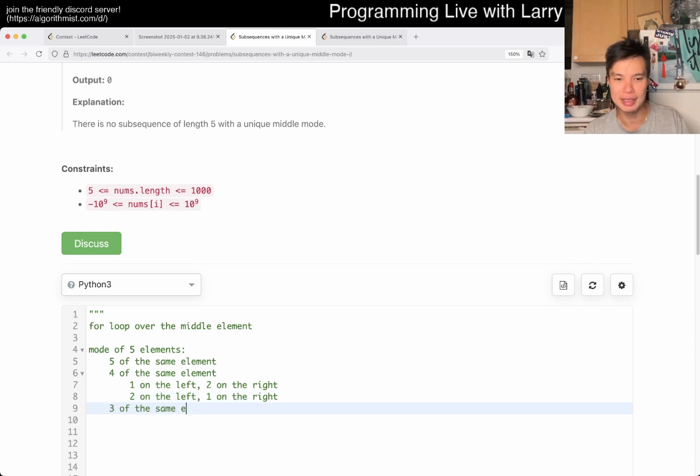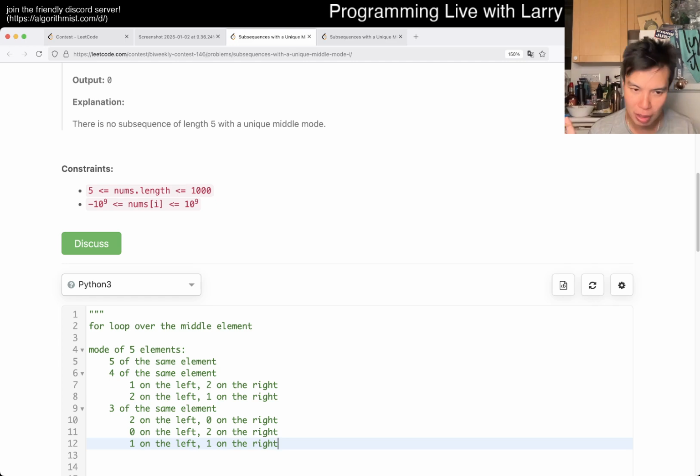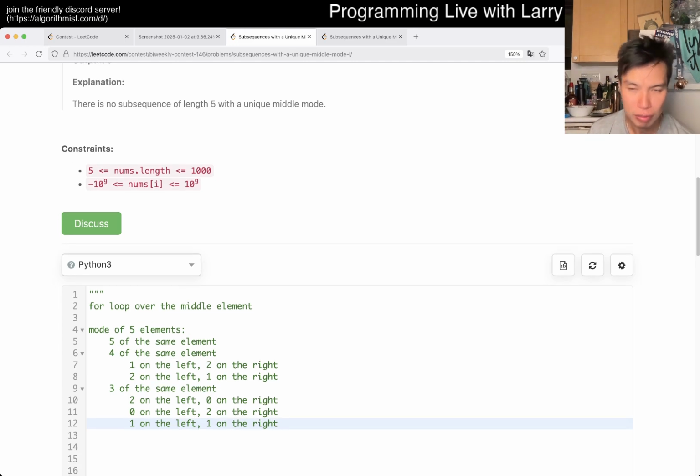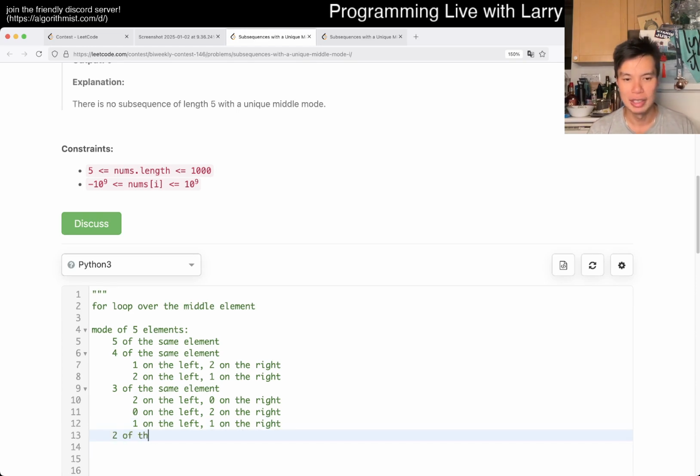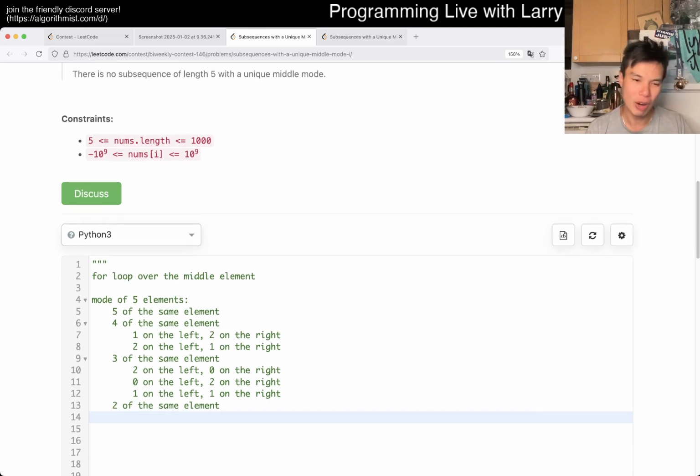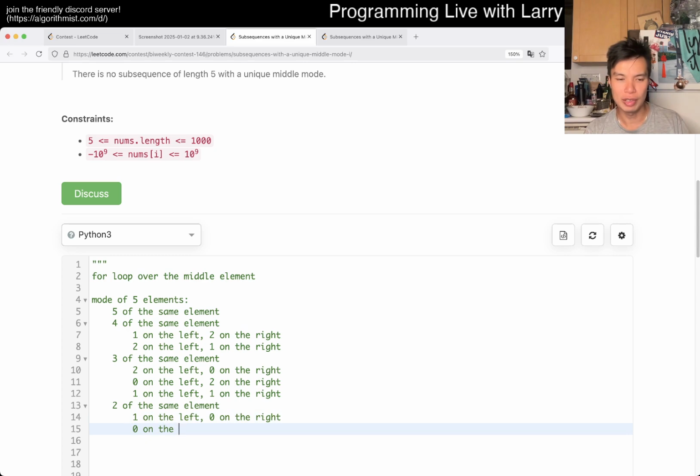3 of the same element, same idea, right? You have 2 on the left, 0 on the right of the same number, or 0 on the left, 2 on the right of the same number, or 1 on the left, 1 on the right, right? Still reasonable so far. The only tricky thing is the 2 of the same element, right? When there's 2 of the same element, this is where it gets a little bit tricky because, well, you can still do the case on 1 on the left, 0 on the right, 0 on the left, 1 on the right.